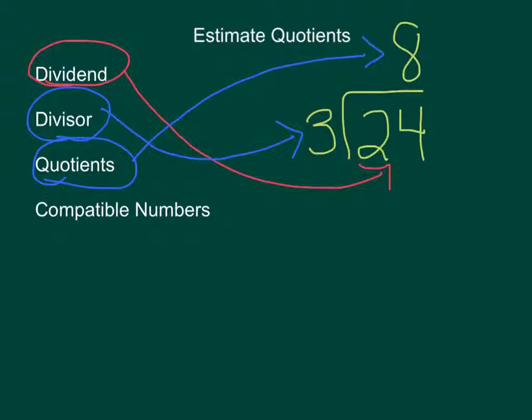Now, to move on to the topic that we're going to learn about in estimating quotients, we need to understand what compatible numbers are. If I have a problem such as 642 divided by 8, and I want to estimate the quotient, I want to find compatible numbers that will help me figure out the problem mentally to get as close to the quotient as possible.